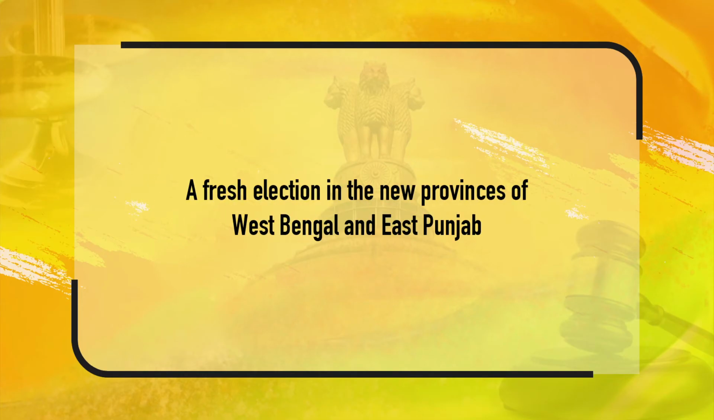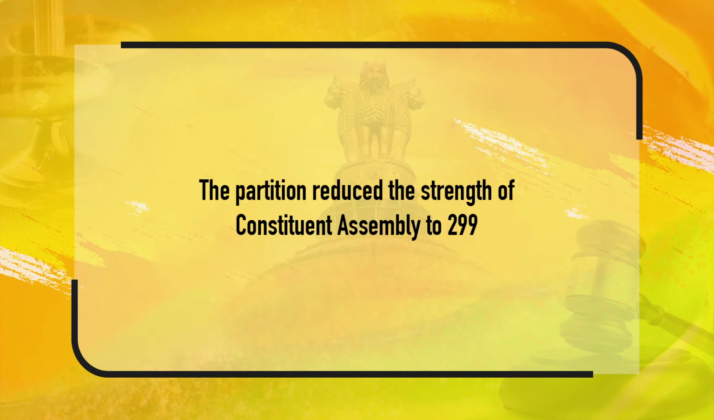All members from Bengal, Punjab, Sindh, the North-West Frontier Province, Baluchistan and the Sylhet district of Assam, which constituted the territories of Pakistan, ceased to be members of the Constituent Assembly, which reassembled on 14th August 1947 as the Constituent Assembly for the Dominion of India. There was a fresh election in the new provinces of West Bengal and East Punjab. The partition reduced the strength of the Constituent Assembly to 299 members.